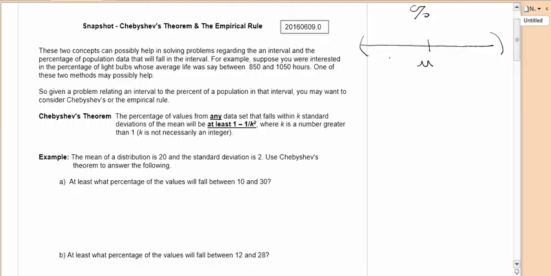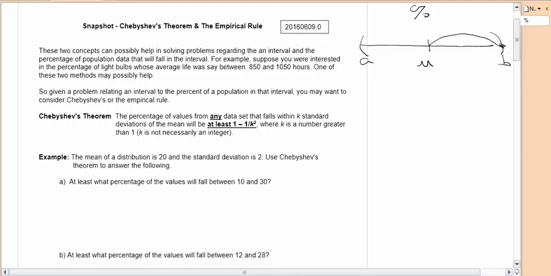Now, what's important here is to realize that we need to look at the distance from the mean to an endpoint of that interval. So whatever the endpoints are, that distance from the mean to the endpoint is going to be represented by k times sigma, where sigma is the standard deviation. So k is the number of standard deviations. So both of these theorems really relate the number of standard deviations you are within the mean and the percentage of data in the interval.